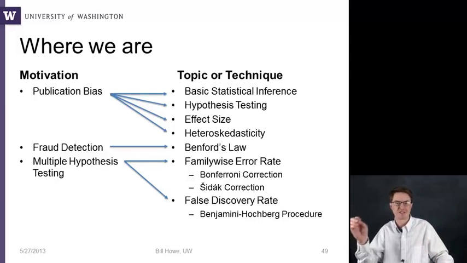So we talked a little bit about basic statistical inference, where I just gave you an overview, and that's it. We talked about effect size. We brought up the specific term heteroscedasticity. For fraud detection, we brought up Benford's law. And then with multiple hypothesis testing, which is perhaps the most important part of the discussion, we talked about the family-wise error rate and the false discovery rate and gave correction procedures for both of these.